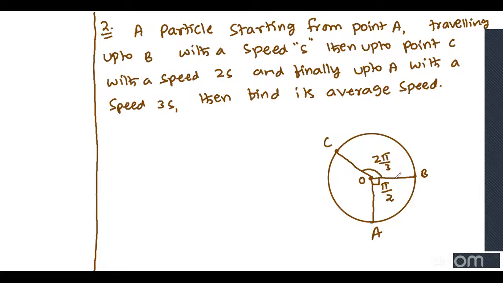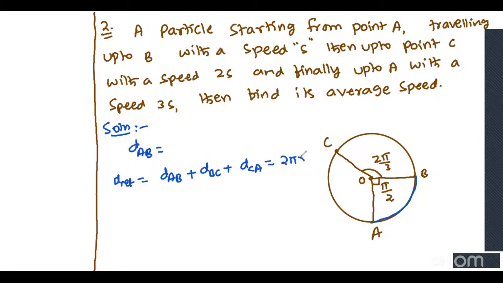Now, firstly, the particle starts from A and moves up to B, right? So let us consider the distance traveled in AB. The total distance is 2 pi r. Suppose total distance equals distance of AB plus distance of BC plus distance of CA. That is equal to 2 pi r.